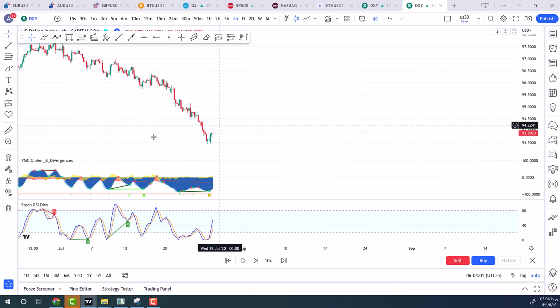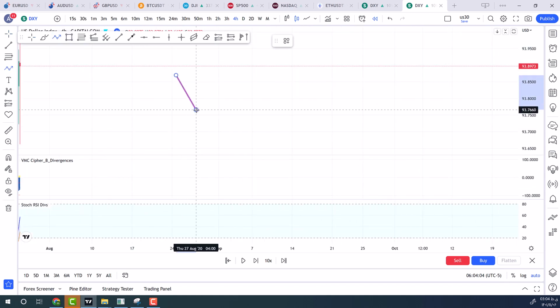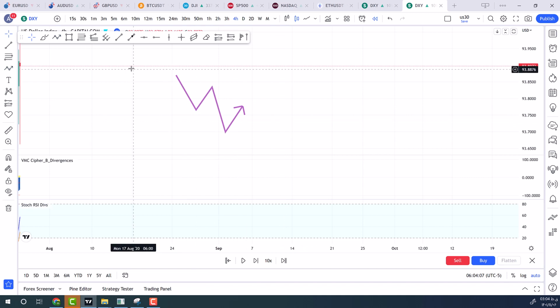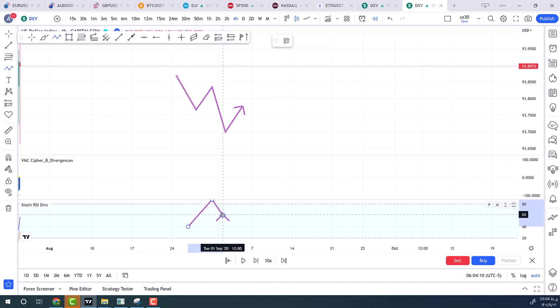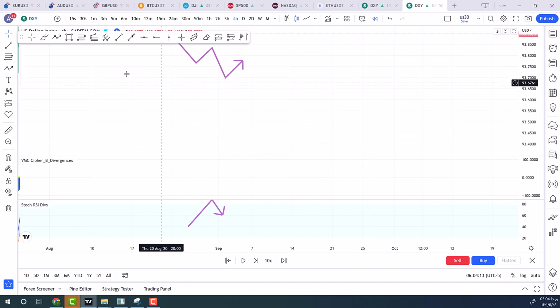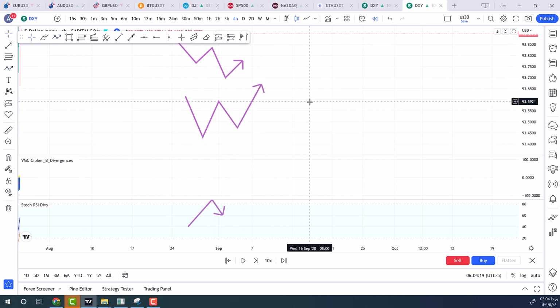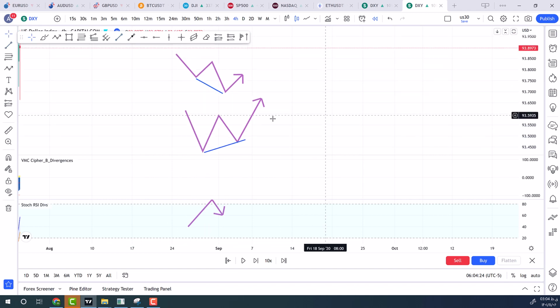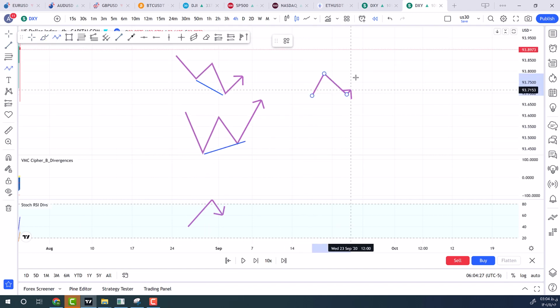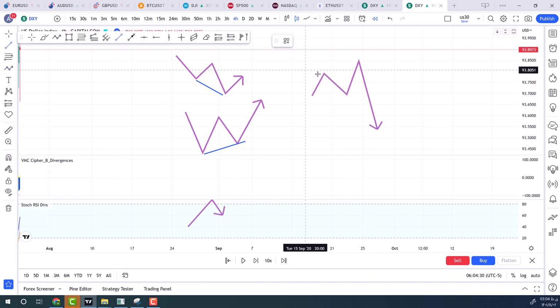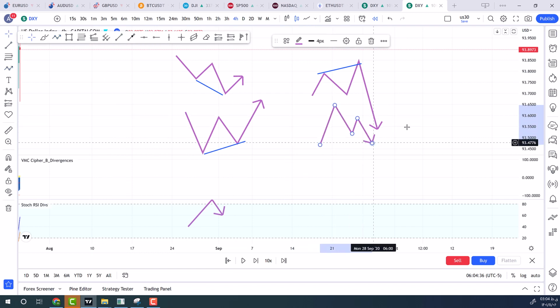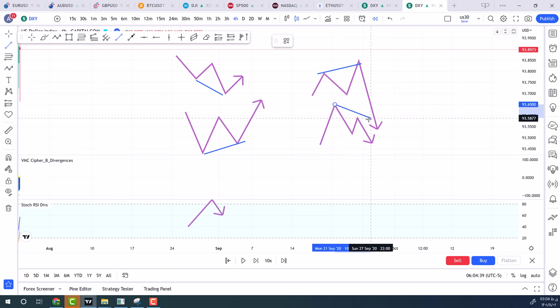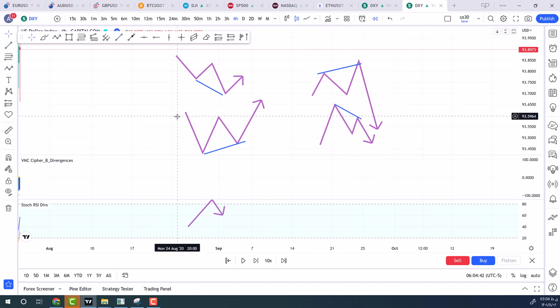What is a divergence? It's when the market is creating a lower low and the indicator is creating a higher low. So it is a kind of divergence that you can put a line here and here. Or the market is creating a higher high and the indicator is creating a lower high. These are the things that we are looking for.